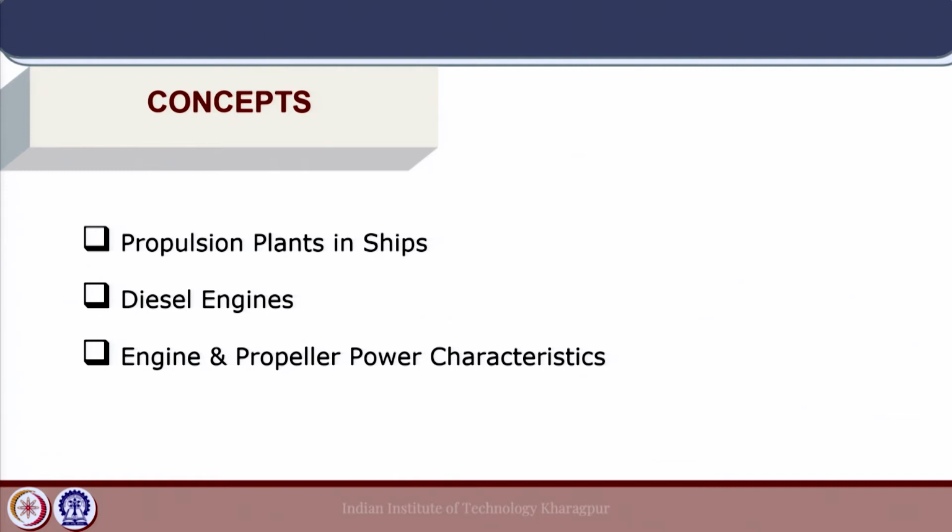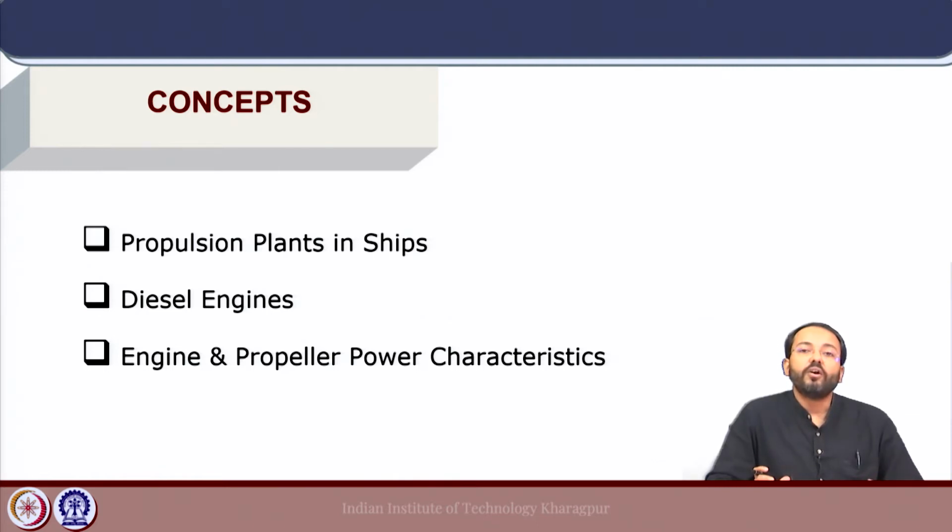So, the key concepts covered in today's class will be a short discussion on propulsion plants used in ships, the main form of propulsion which is very popular for merchant going vessels, which are diesel engines, and the concept of power characteristics for both engine and propellers. This will provide the basis for engine propeller matching, which are used for powering calculations.